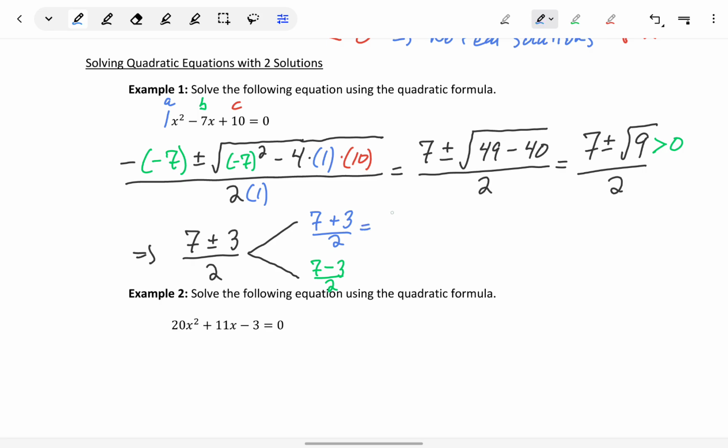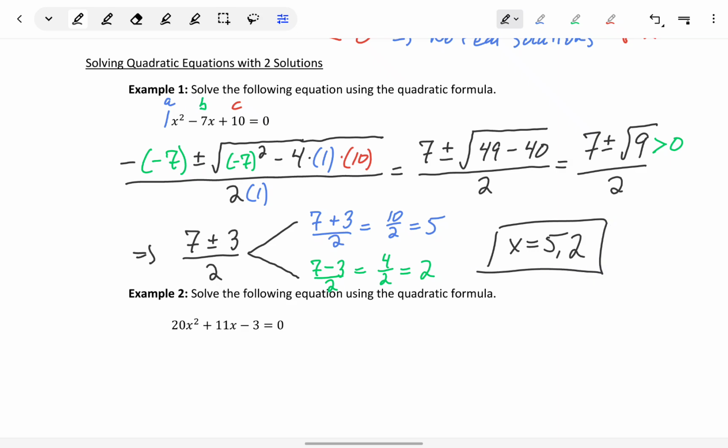But then we can evaluate these to get 10 over 2, which is 5, and 4 over 2, which is 2. That means our two solutions in this case are x equals 5 and x equals 2. Plugging either of those values in for x would make this given equation true.